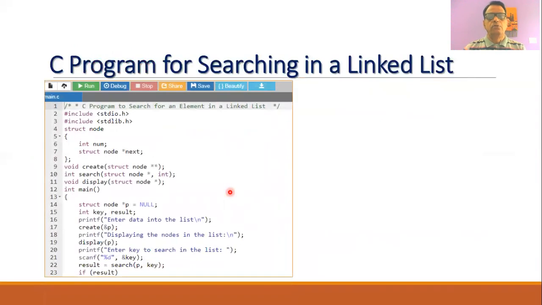Now let us write down a C program in order to perform the searching operation in the linked list. One can easily observe that initially we will include the required header files, the standard input output header file and the standard library file. We will declare a node structure which will consist of the numerical value or data value and a pointer to the next node.